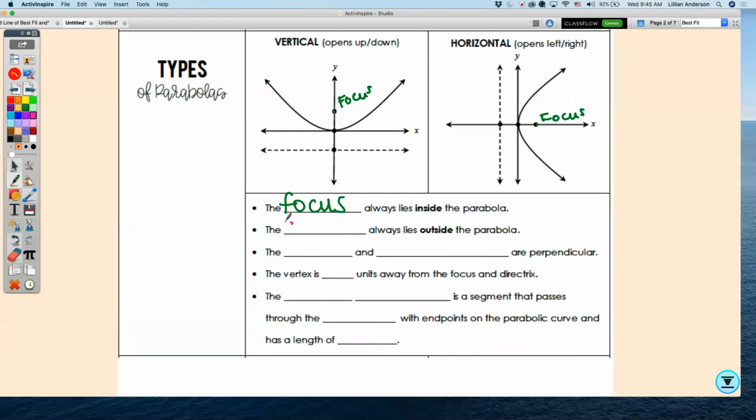The directrix. The directrix always lies on the outside of the parabola. It is represented with a dotted line, horizontal, if we have a vertical parabola, or it's vertical if we have a horizontal parabola, meaning it opens left to right.